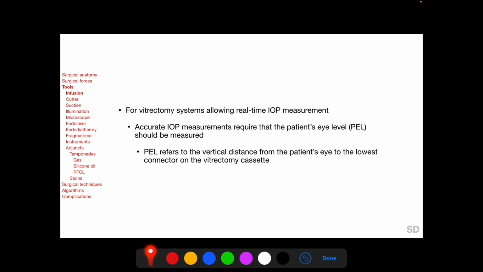The open time of the cutting port can also be adjusted so that faster removal of vitreous can be achieved during core vitrectomy by keeping the cutting port open for a longer period, while during vitreous-based dissection, vitreoretinal traction can be reduced by keeping the cutting port open for a shorter period. We'll discuss core vitrectomy and vitreous-based dissection when we discuss surgical techniques.